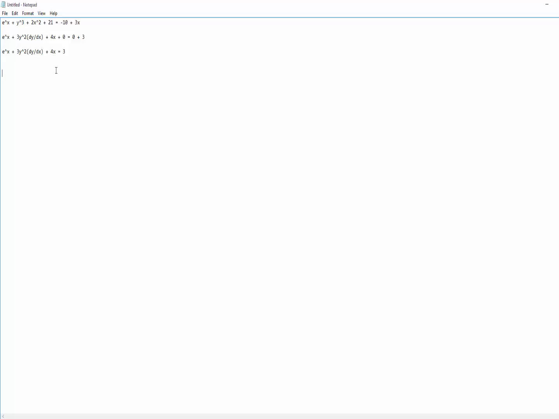So it's 3y squared dy/dx plus 4x equals 3 minus e to the x. All right, we're almost there. Now you also got to minus the 4x, you know? On both sides, right? Yeah. There we go. And then we go 3y squared dy/dx equals 3 minus e to the x minus 4x. Okay, yes. Now what do you do here?